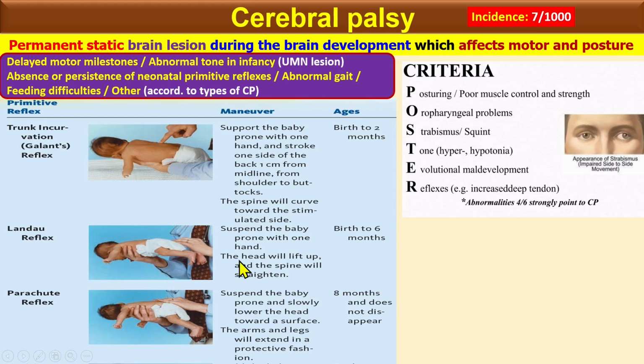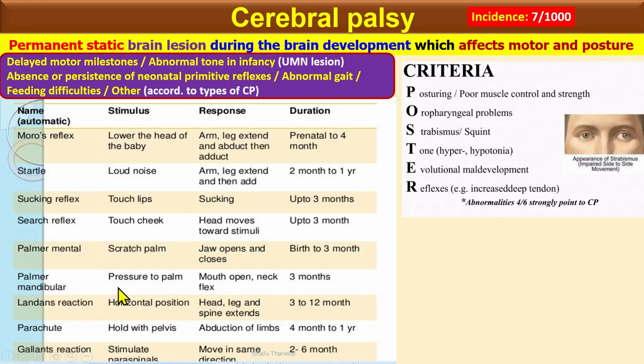Okay, parachute reflex: when you suspend the baby prone and slowly lower the head toward the surface, the arm and leg will extend. This is the protective action of the baby. This is continuous throughout life, starting from 8 months. This is a summary of the different neonatal primitive reflexes, and this is the duration.